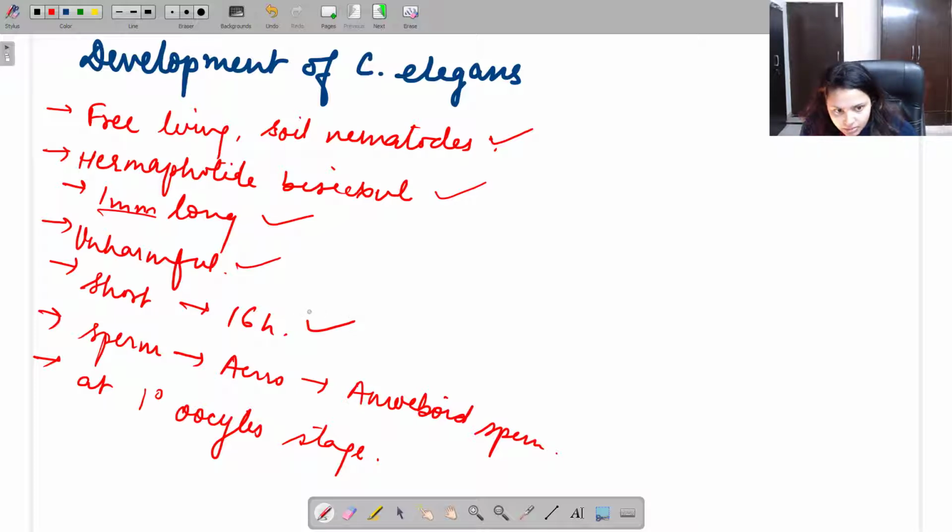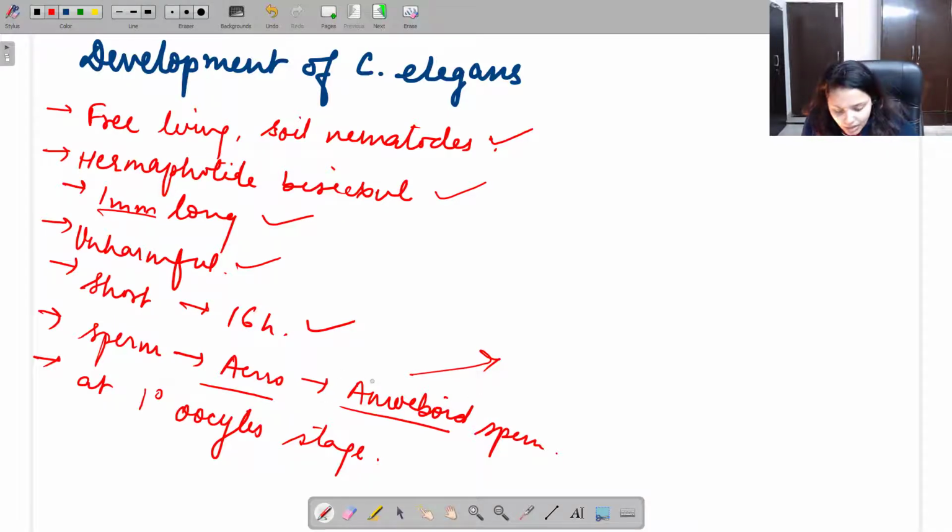for any embryologist. So this C. elegans can be used as a lab model because embryogenesis is very short. Okay, and the second feature is sperm. Sperm doesn't contain any acrosome or tail. This sperm is known as amoeboid sperm because its movement is similar to an amoeboid structure.